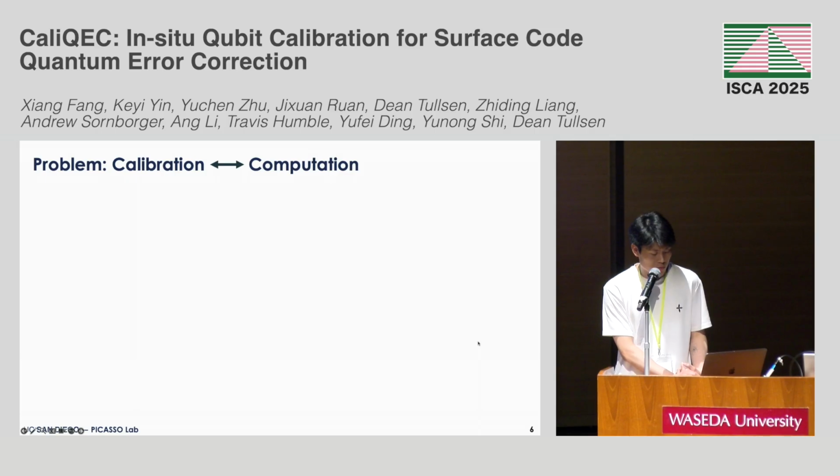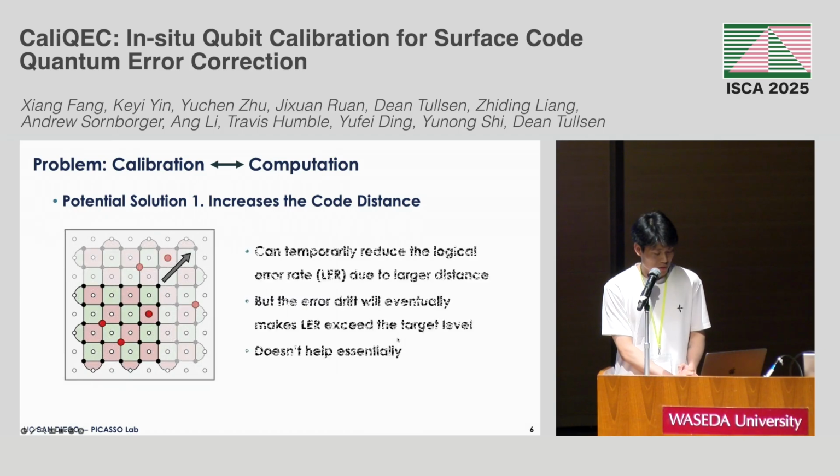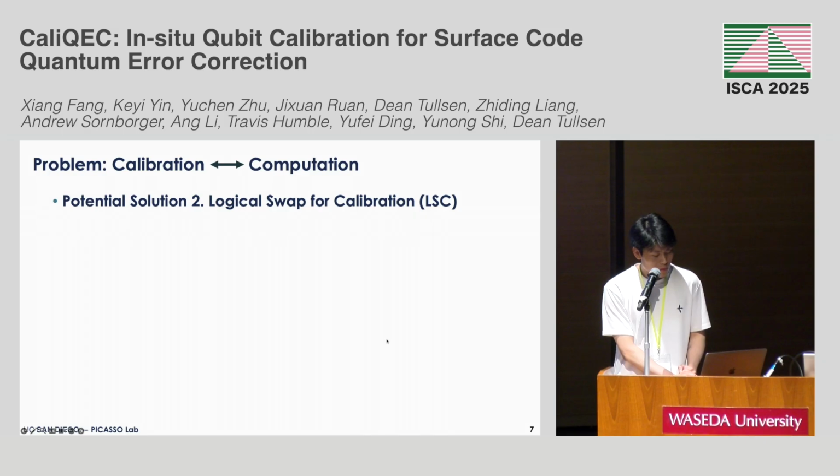So now we have identified the problem that it's a conflict between the calibration and the computation. There are a few natural naive solutions. The first one is just to increase the code distance, but as you can imagine, although this can temporarily reduce the logical error rate due to larger distance, the error drift will eventually make the logical error rate exceed the target level. So this doesn't help essentially.